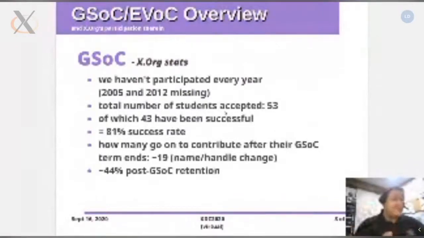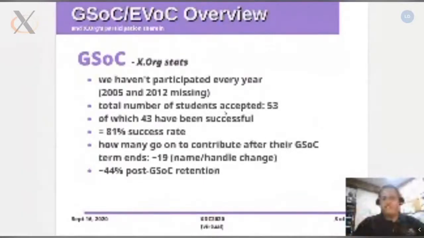Now, that's a good measure of success, but how many of those then go on to continue contributing? By my estimations, about 19 or so of those students, which is about a 44% post-GSoC retention. What I did was look at the student and when their GSoC ended, and whether there were any more patches. In one case, one person contributed a patch like a year after their GSoC ended. That's not a huge contribution, but it's still someone who stuck around to continue with the project.